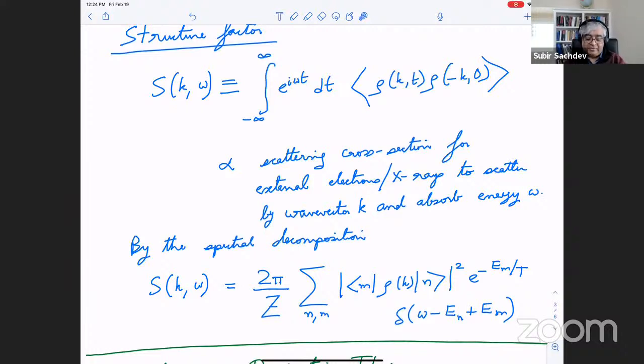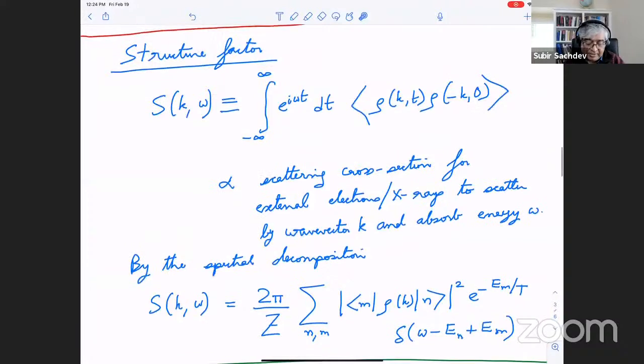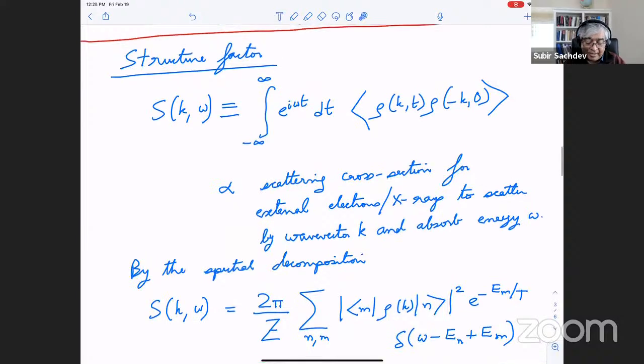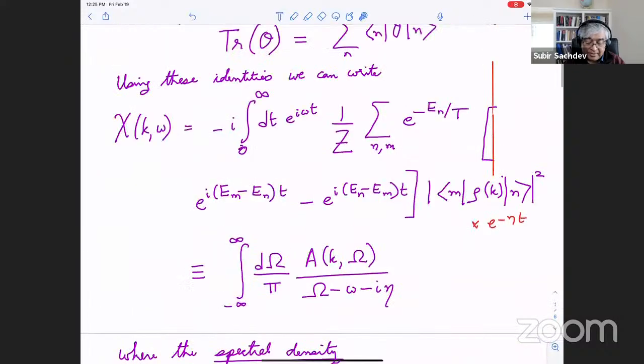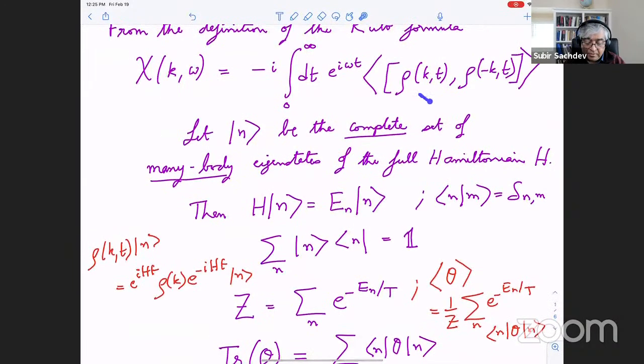And then if you undo all of that, you can show that the scattering cross-section, modulo some phase factor in the front, is just given by the density-density correlation function at frequency omega. Now you notice that there are some subtle differences between the expression for chi and the expression for S. The expression for chi had a commutator of rho. You don't have a commutator here.